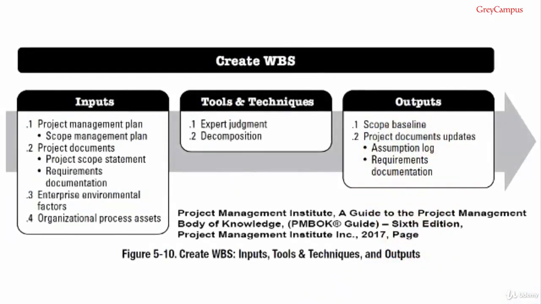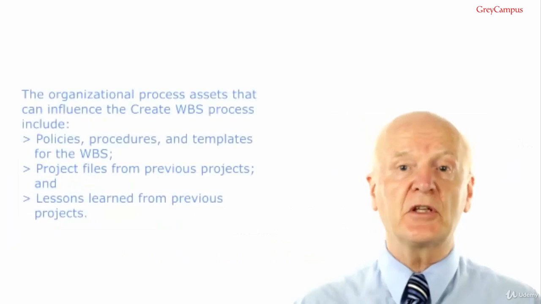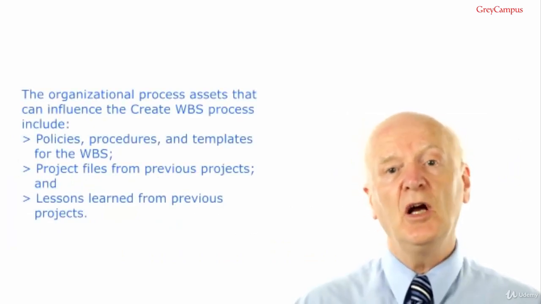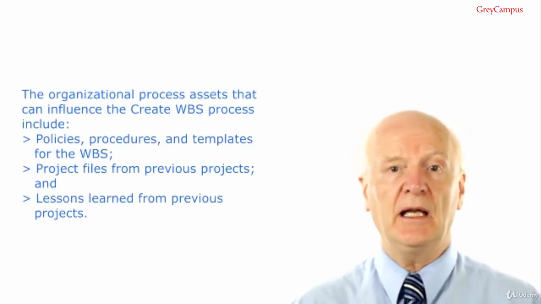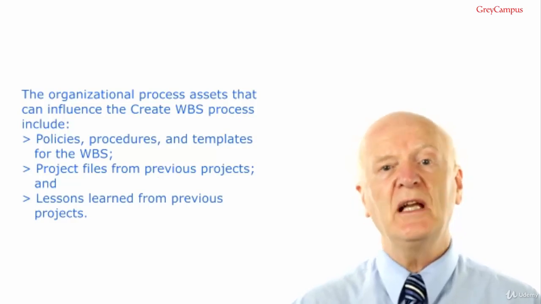Input number 4, organizational process assets. The organizational process assets that can influence the Create WBS process include policies, procedures and templates for the WBS. Project files from previous projects and lessons learned from previous projects. And just to remind you that a template can be a work breakdown structure that you've created for a previous similar project, and you bring that out from your historical records and then you change it to suit this one. So that way you're not starting from scratch.